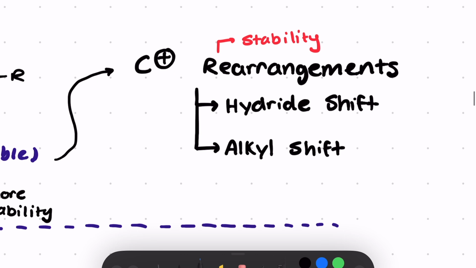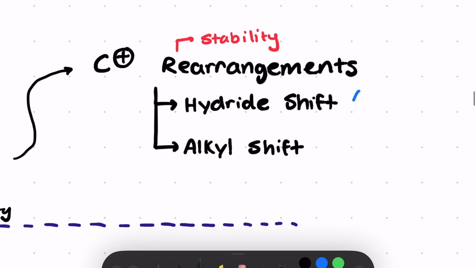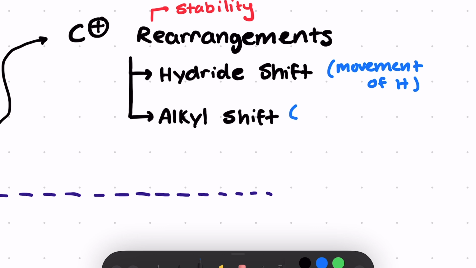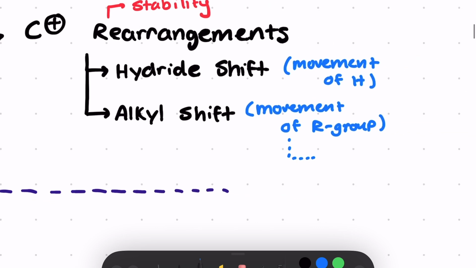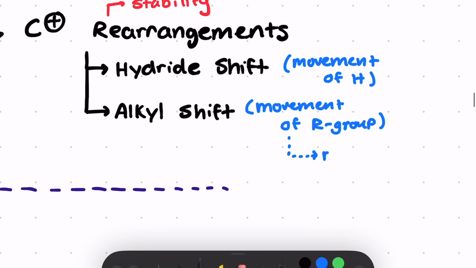We have this hydride shift, that's where a hydrogen moves. So movement of H. And then we have this alkyl shift, and that's a movement of an R group. R group is really the word here. Movement of some R group. And this almost always tends to be, usually, not always, but usually, a methyl group. So a CH3 group is usually the one that we expect to shift, to rearrange.